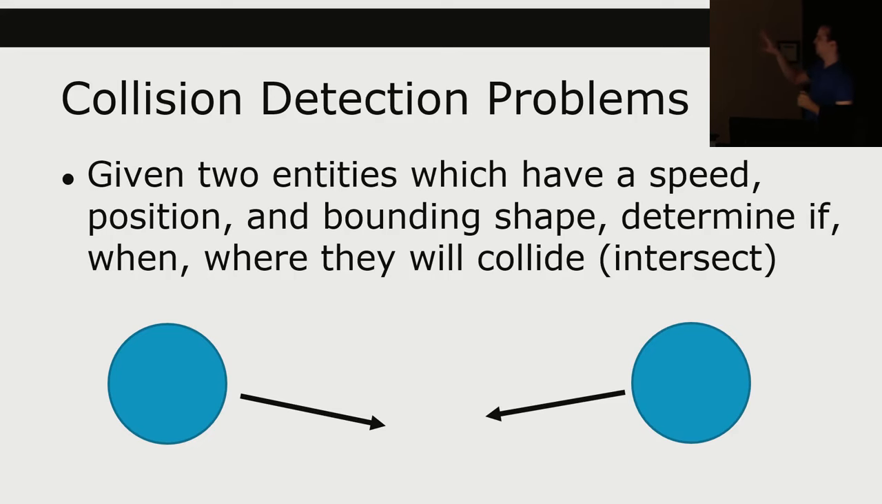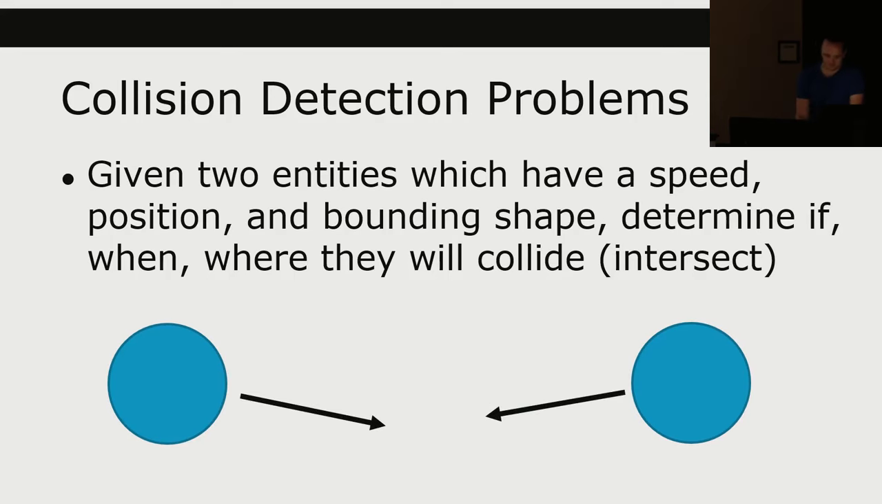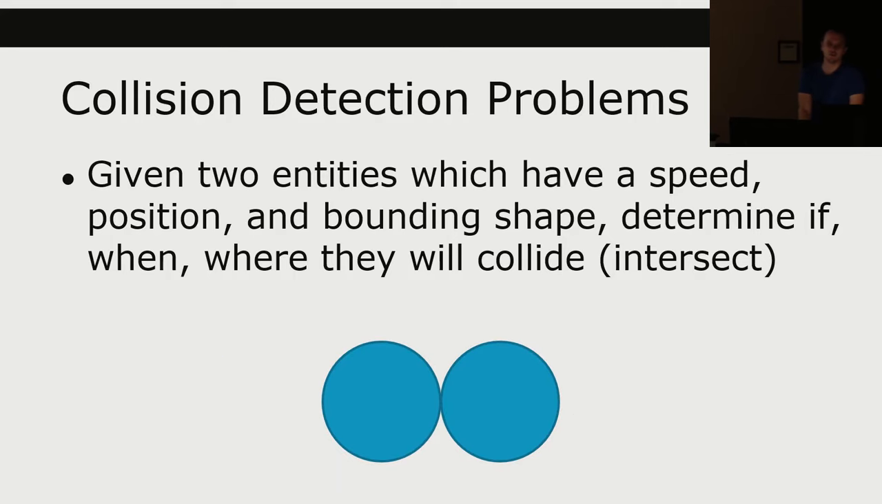That is one problem that we will not be doing in this course, and it's not the way that the majority of physics programming is done. It's more of, given two entities which have a speed, position, and bounding shape, the answer to this question would be, okay, maybe they will collide here. In this course, we're not going that far with it.